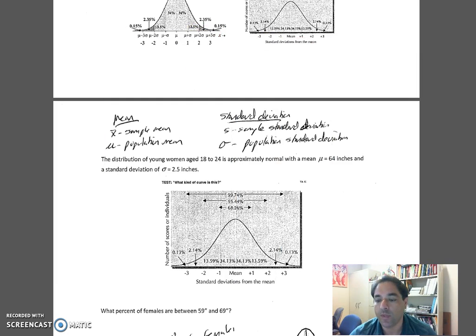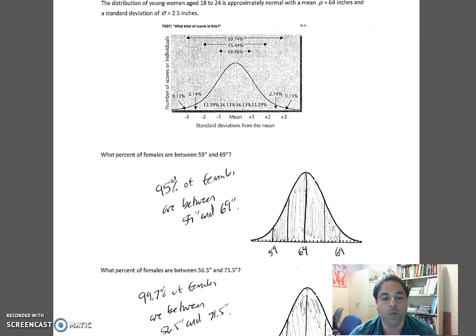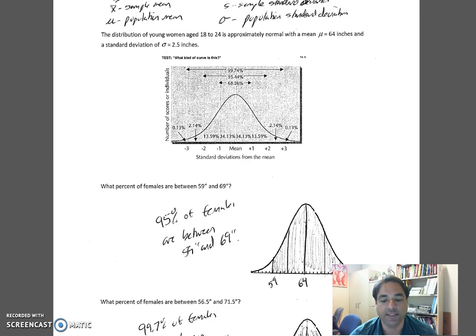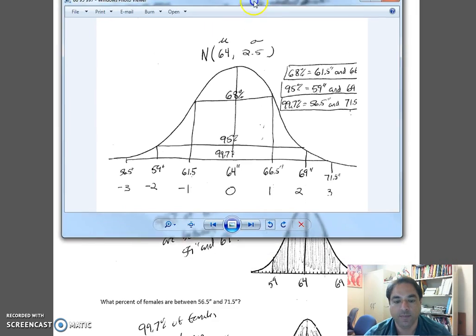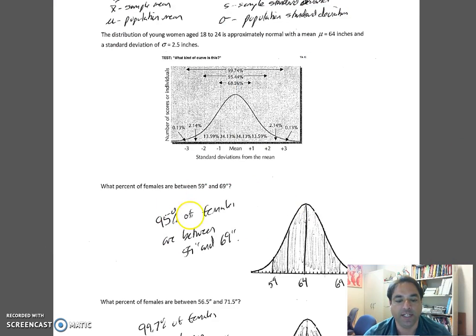So once we have that, we can answer some questions. The first question is, what percent of females are between 59 and 69 inches? So we can go ahead and bring our picture back in. Between 59 and 69 inches is 95%. So 95% of females are between 59 and 69.